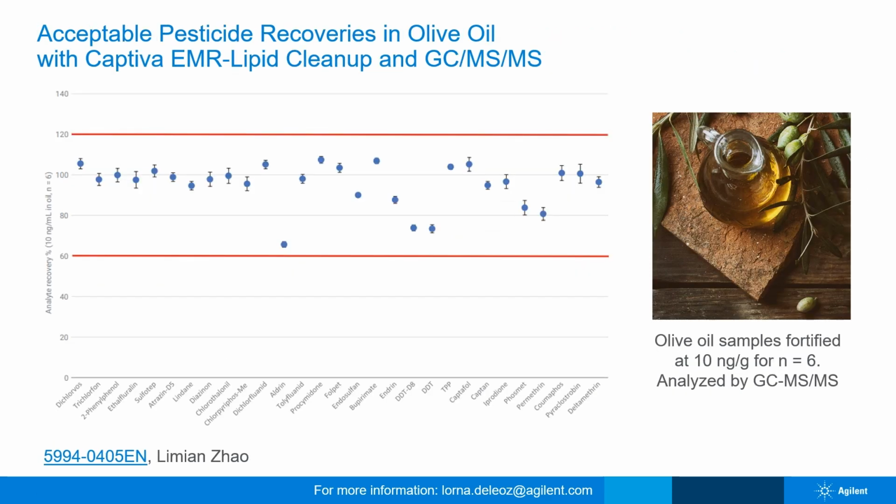We used the Captiva EMR lipid to clean olive oil samples prior to pesticide analysis, and the recovery is shown in the graph for 10 ppb spiking level in 6 replicates. The average analyte recovery was 94% with an RSD of 4.3%.